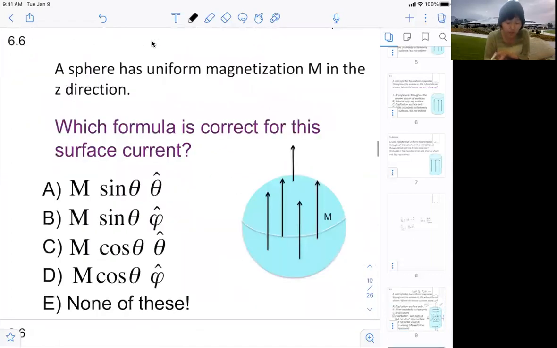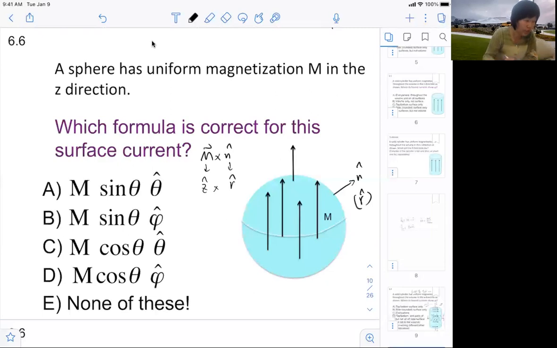Now let's look at a different spherical coordinates where m is still pointing upward. But notice that if we wanted to calculate the surface current, this is n hat, which is also r hat, right? So when we do M cross n, M is in the z direction and n is in the r hat direction. So, okay, what do we do here?